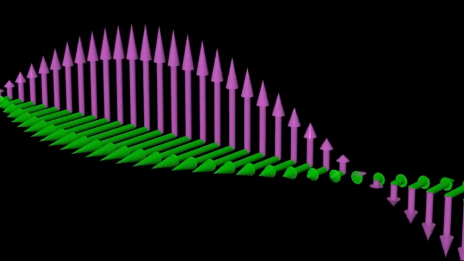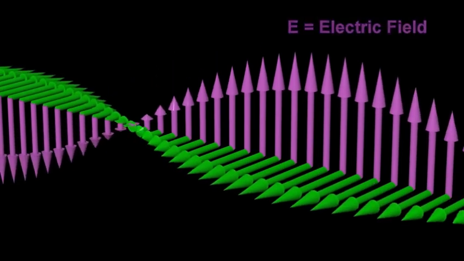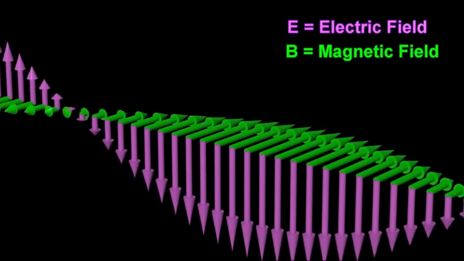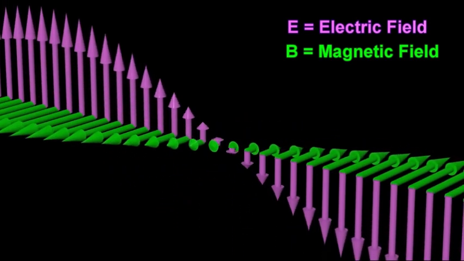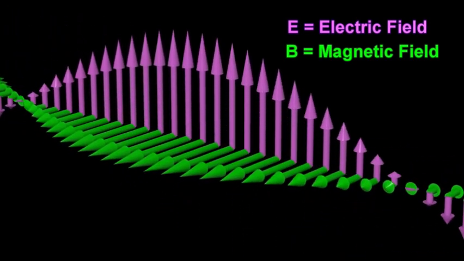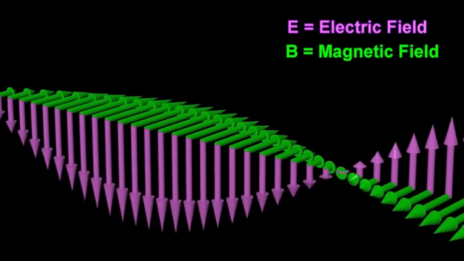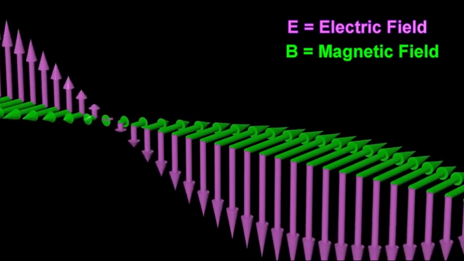In an electromagnetic wave, why are the electric and magnetic fields both at their maximum at the same time and at the same place? The fact that the electric and magnetic fields are in phase with one another is a counterintuitive result.